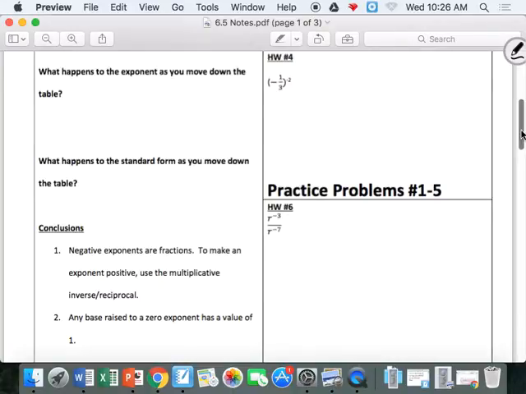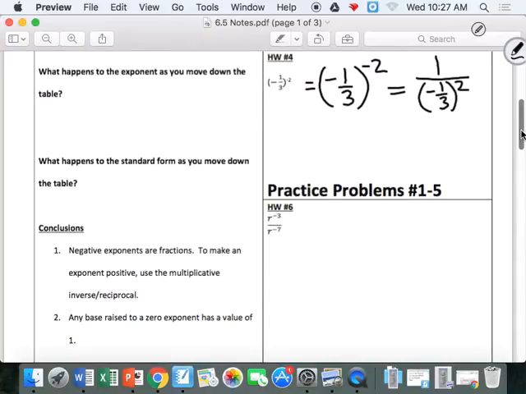Alright, so this one is negative 1/3 to the negative 2 power. So that can be written as 1 over negative 1/3 to the positive 2 power. Okay, now be careful. Notice that this negative is still there. The only negative that became positive was on the exponent. So make sure you don't take this negative off. Everybody understand that?